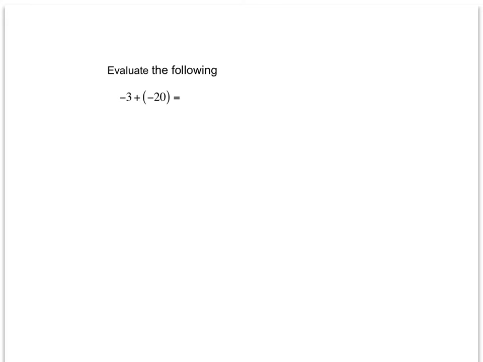Okay, Ms. Bartlett and I are going to sit here and work some problems for you. We're asked to evaluate -3 plus -20. And I think the way I'm going to do this is I'm going to start putting it on a number line.